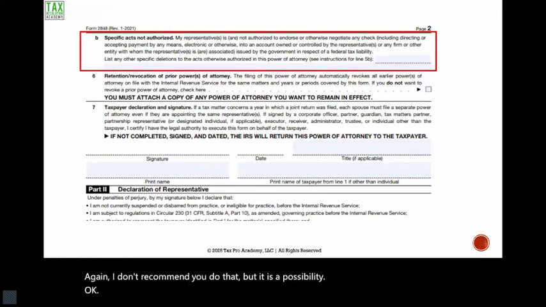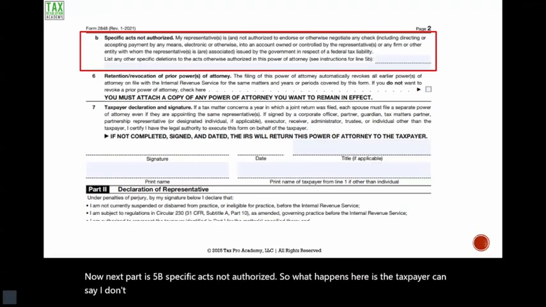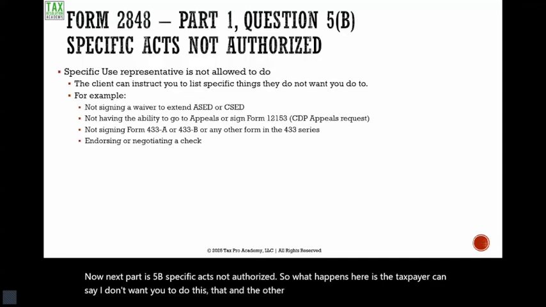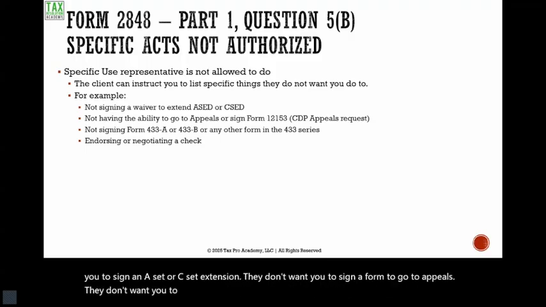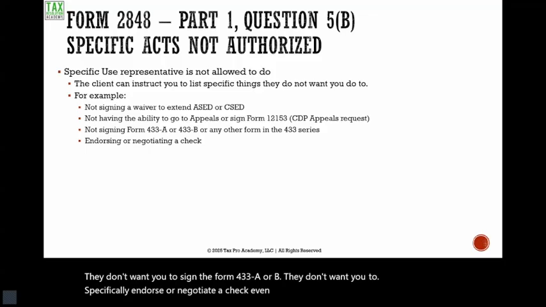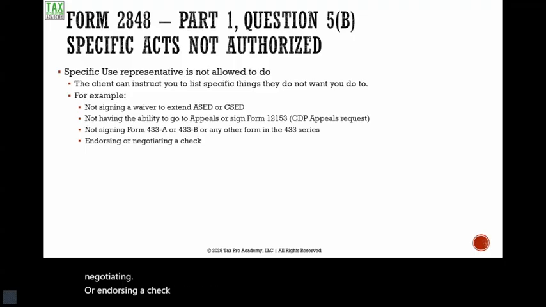Now, I'll come back to your question here in a second, Bob. Now, next part is 5B, specific acts not authorized. So what happens here is the taxpayer can say, I don't want you to do this, that, and the other. So some examples are, they don't want you to sign an ASED or CSED extension. They don't want you to sign a form to go to appeals. They don't want you to sign the Form 433-A or B. They don't want you to specifically endorse or negotiate a check, even though you're technically prohibited from negotiating or endorsing a check. But any or all of these things, they don't want you to do a FOIA request.